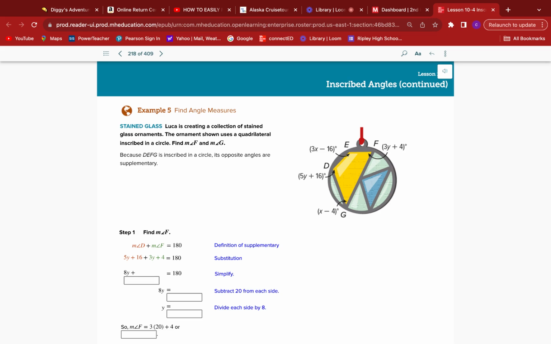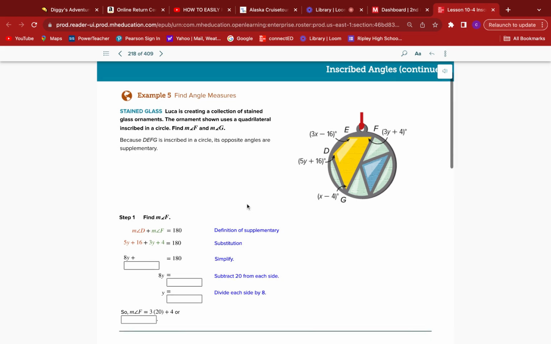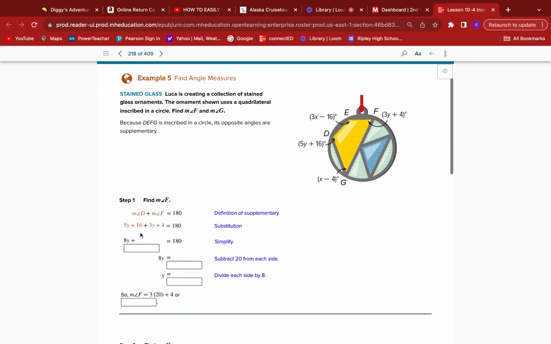Well, first off, what I know about an inscribed quadrilateral, whose vertices are all on the circle, is the opposite angles are supplementary. Angle D and angle F are opposite angles. They'll add up to be 180. Angle E and angle G are opposite angles. They will add up to be 180. And it looks like that's actually how they started this problem off. D and F, they added them up to be 180. So I guess we need to finish out this problem.